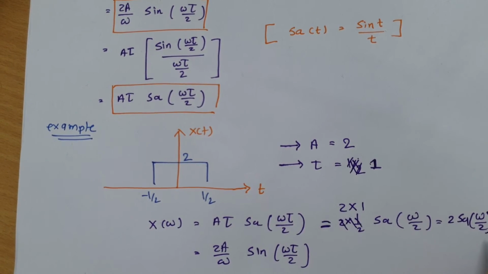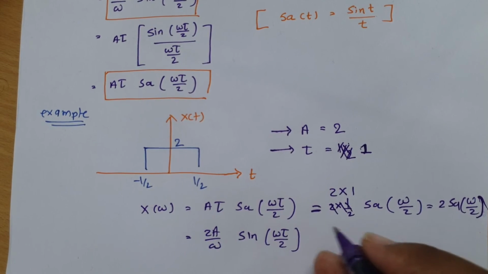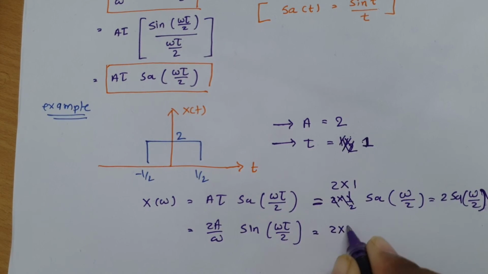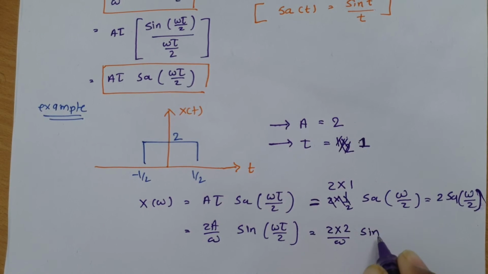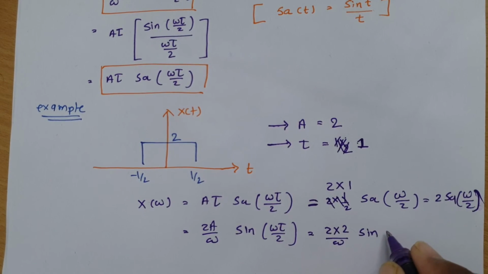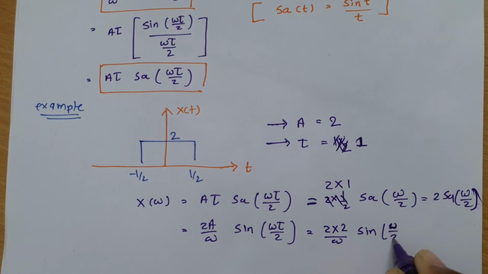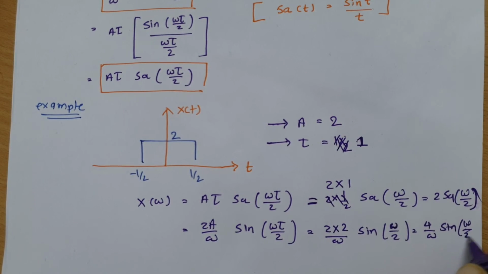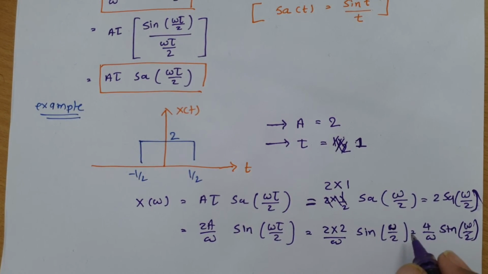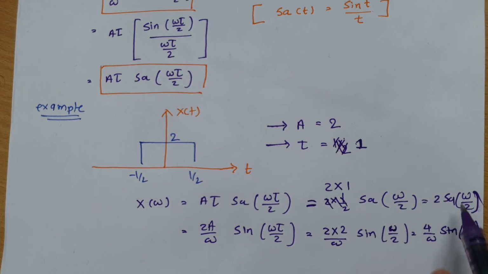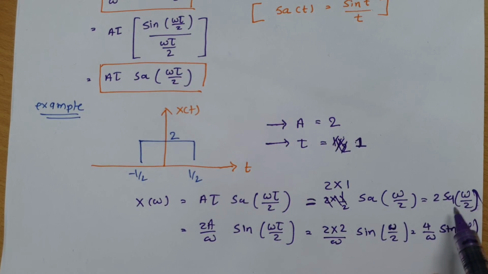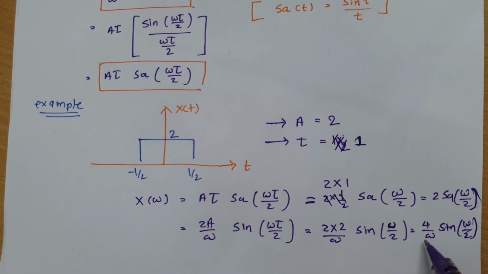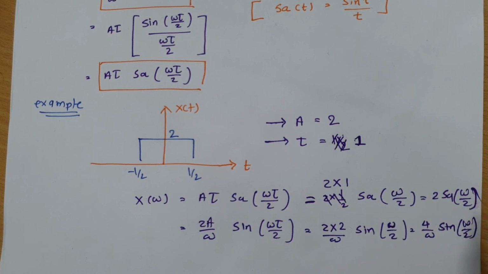So this is one answer which we have, and the answer in terms of the sine function is 2 into A, which is 2, divided by omega into sin omega tau by 2, where tau is 1. So this is omega by 2. So we can say this is 4 by omega sin omega by 2. That is how by using this sampling function we can get answers. Sometimes you will observe in the ABCD options that answers are given in terms of the sampling function, and sometimes answers are given in terms of the sine function. So both of those answers we can calculate by using this formula.